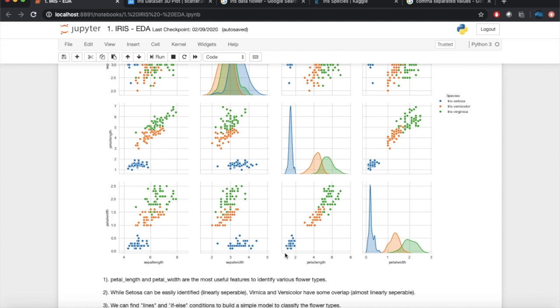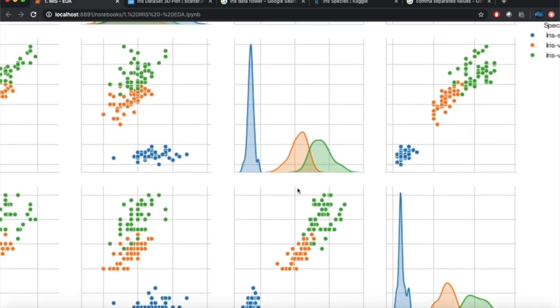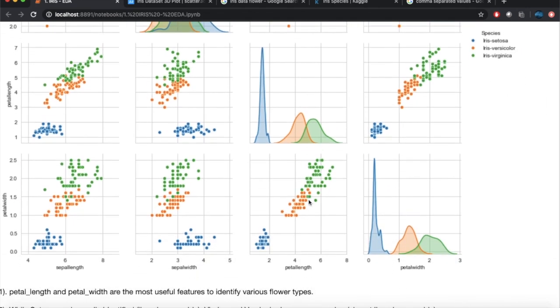So the flowers whose petal length is less than 2 and whose petal width is less than 0.5 or 0.6, we can say that this flower belongs to setosa. Similarly, we can say that the versicolor and virginica are also getting divided a little bit. There's an overlap in between, but not so much.